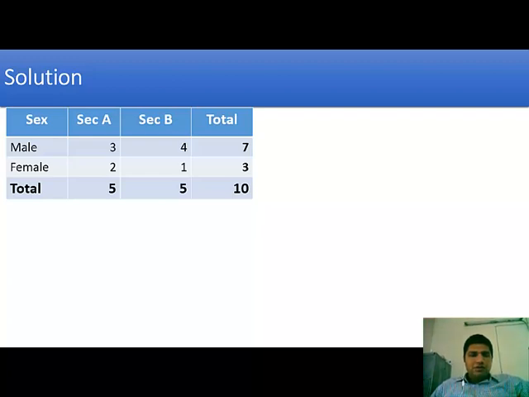For example, in this table, 3 shows that there are 3 students in section A who are male, and 4 students in section B who are male, and there are total 10 students, out of which 7 are male and 3 are female. So this table provides you more information as compared to the previous table. It gives you the individual frequencies as well as the cross tabulations.